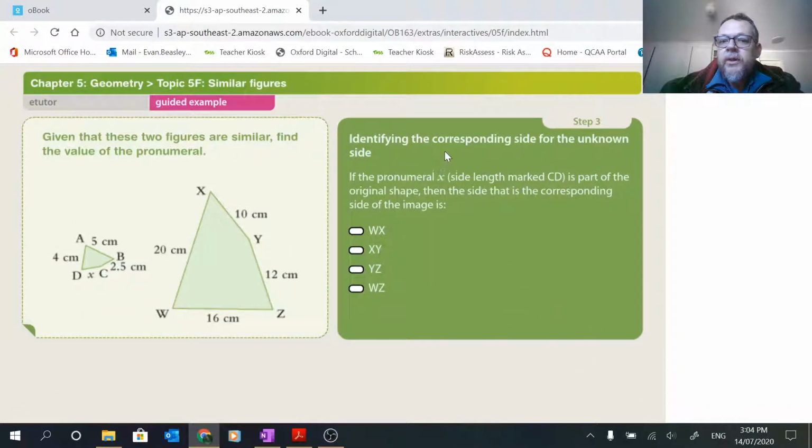Now, identifying the corresponding side for an unknown side. If the pronumeral x as side length here is CD or DC, is part of the original shape, then the side that is corresponding to the side of the image is, well, let's have a look, that's a bit like a dog leg, isn't it? It's a bit of a bent line, so it's got to be corresponding to this bit, and it's got to be Y and Z.